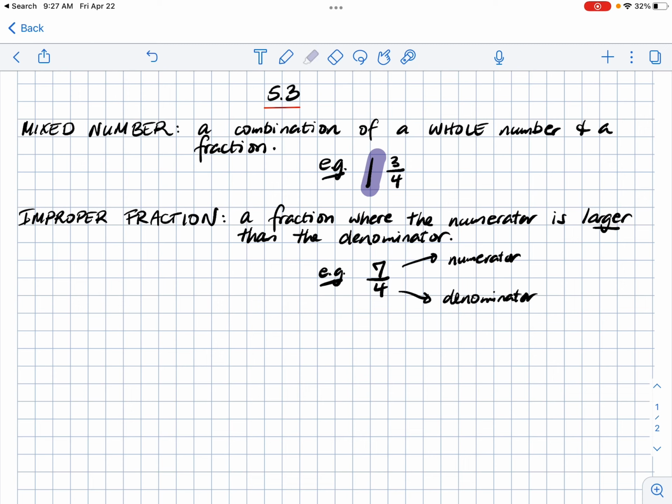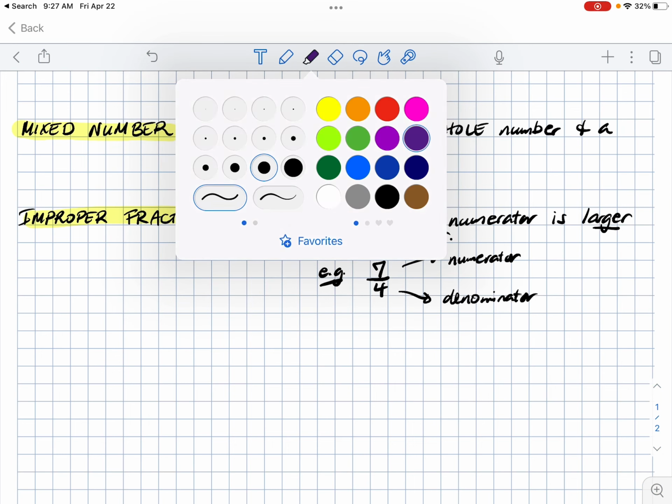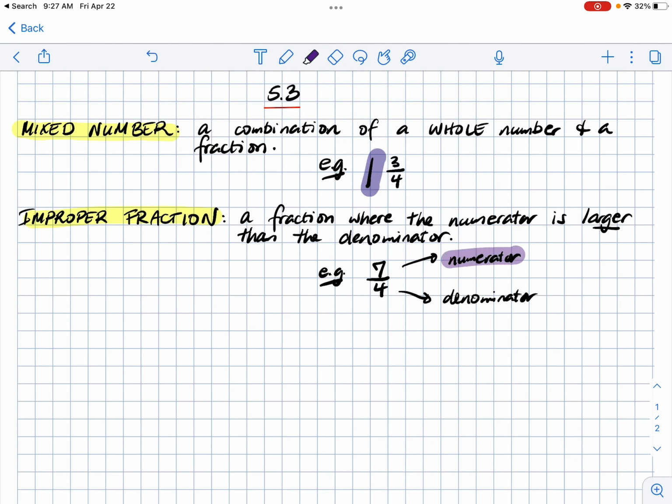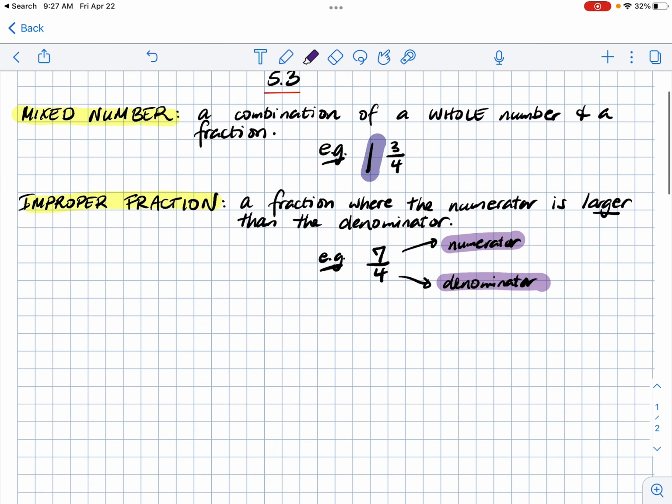Okay, so I'm going to highlight those definitions. Also going to highlight the numerator and denominator here, because those are things that you shouldn't forget. So we have a mixed number and an improper fraction. Sometimes it also helps when reviewing a concept to look at the visual. What's nice about the two examples here is that they are equivalent to each other, and we'll review that in a second.